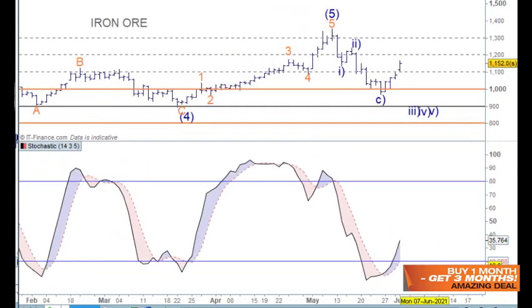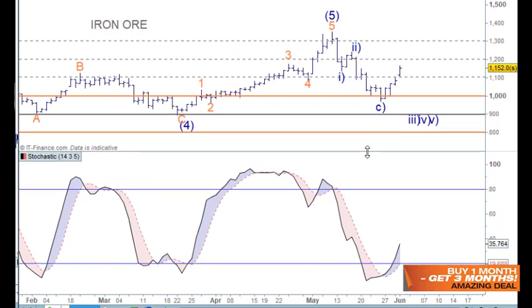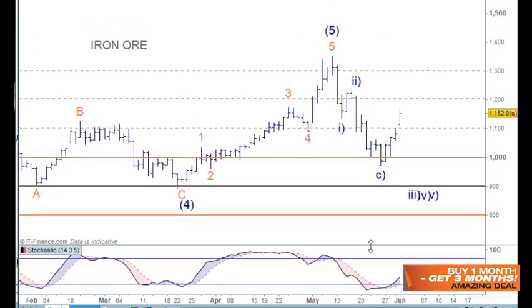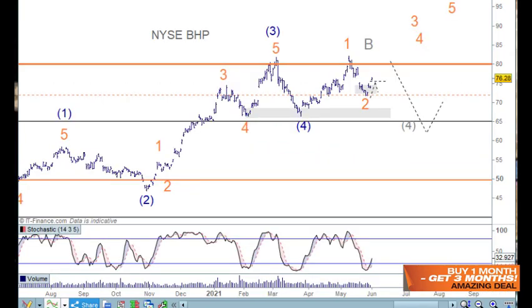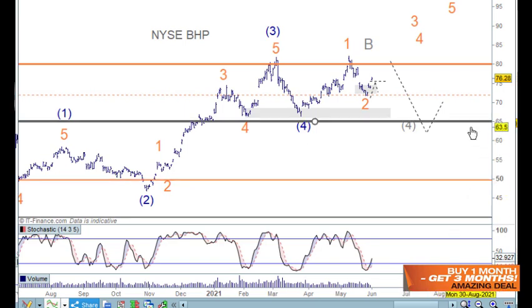The stochastics was something else that we'd been looking at with BHP and Rio and so on, and it also sent us looking for long trades in that sector anyway. So let's just go in and have a little look at that. I suppose it's good to start with US BHP in this case because it was the last closing price and it's up 2.94%. So that's a nice little move to the upside.